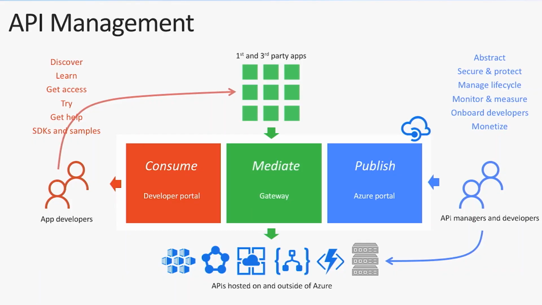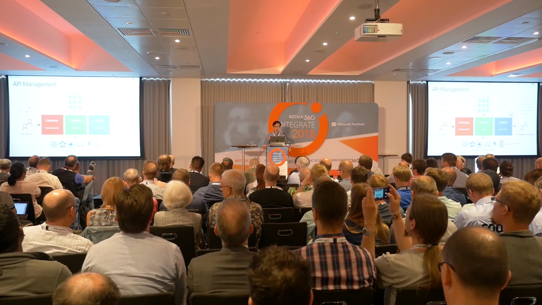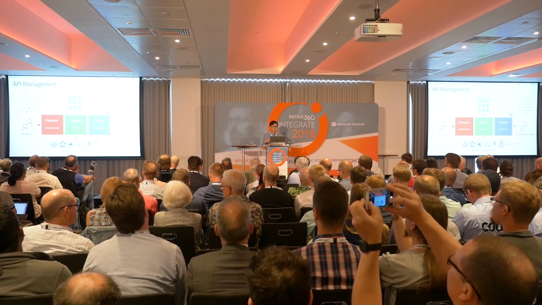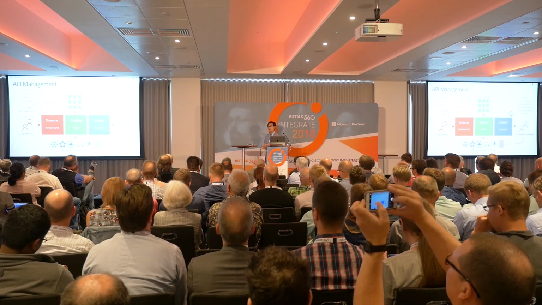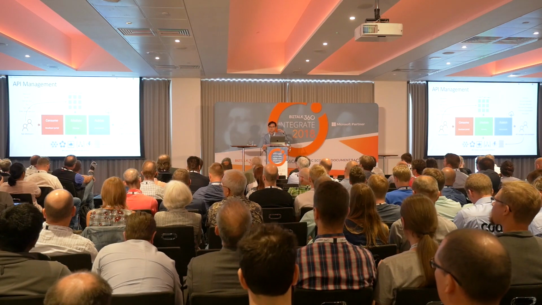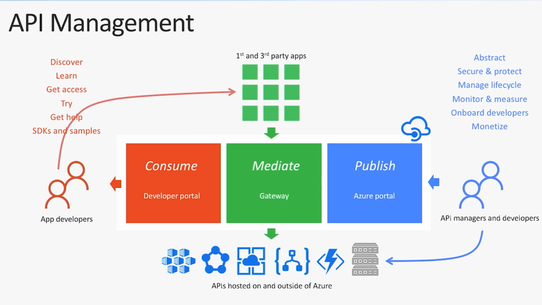And then on the other side, we have a self-service developer portal which can help developers to discover, learn, onboard, and try your APIs. And then in the heart of the product is a highly scalable API gateway, which provides a layer of abstraction between the apps and the backend APIs. And you can do all sorts of things that we just mentioned in the API gateway, such as throttling, authentication, caching, transformation, and so forth.